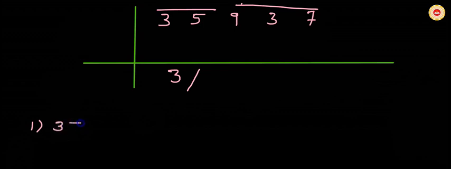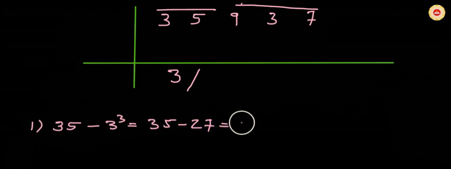So first step is to subtract. See, write the first leftmost group here. We are going to subtract the cube of the first digit from the leftmost group. So 35 minus 3 cubed. 35 minus, what is 3 cubed? 27. So 35 minus 27, how much? 8.